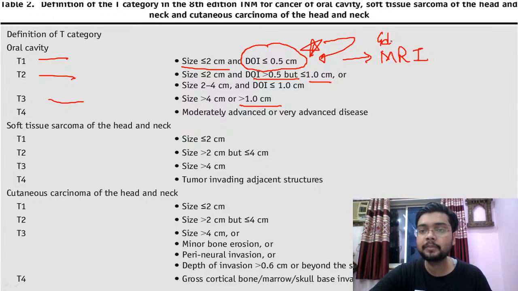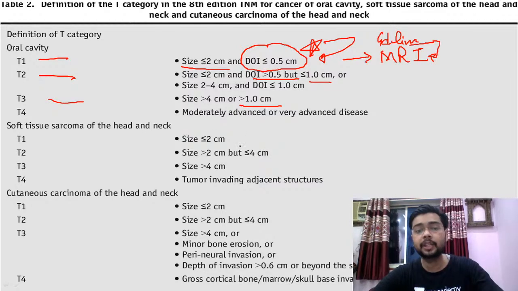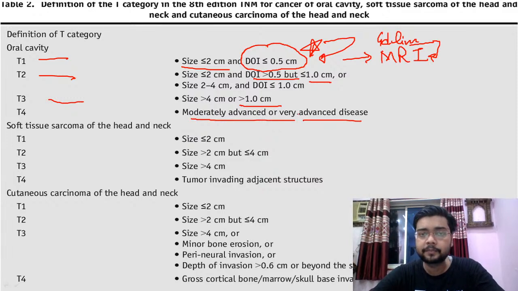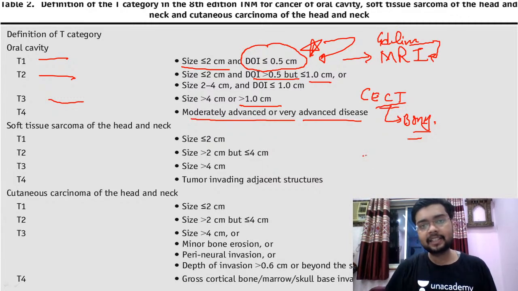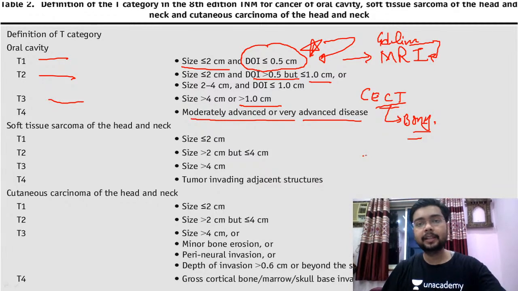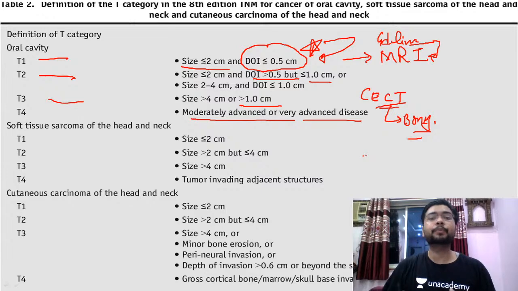So gadolinium enhanced MRI changes the stage to T4 when there is moderately advanced or very advanced disease. That is why your CECT is also required, to see the bony invasion of the tumor. If it is very large, you have to decide whether you need to resect the mandible, do a marginal mandibulectomy or a hemimandibulectomy. For any tumor, you need to take appropriate margin.